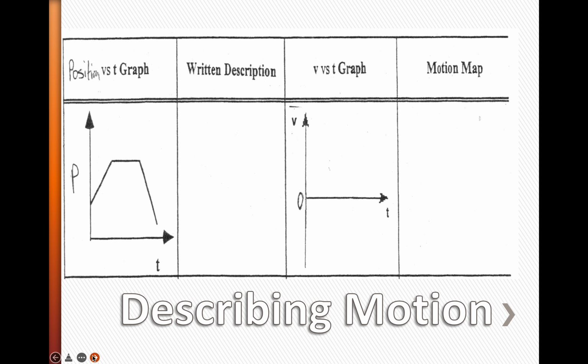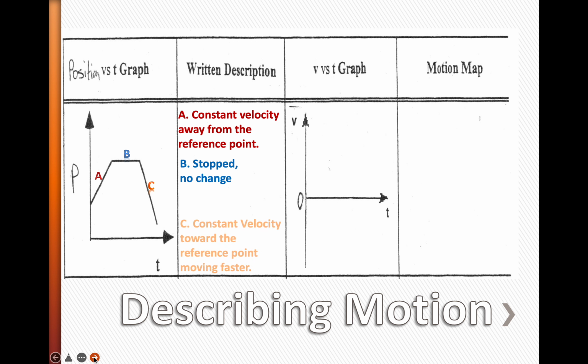So there's a few ways we can describe motion. We can have a position versus time graph, we can have a velocity time graph, a written description, and then we can have a motion map. So in this region here, we've got A, B, and C, 3 regions. A is a constant velocity away from the reference point, so that's a positive velocity. B is stopped, there's no change in position. C is a constant velocity back toward the reference point.